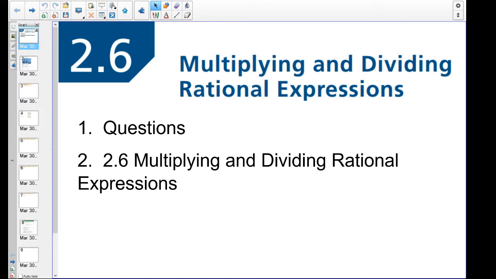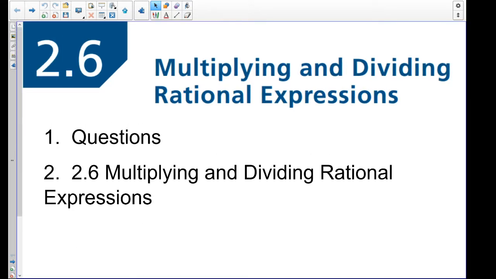Okay, look for something that says live stream. There should be one that's red, though. It should say it's live. No, I might have to refresh. This one? It should say 2.6 on it. You should see 2.6, multiplying, rational, and so on.